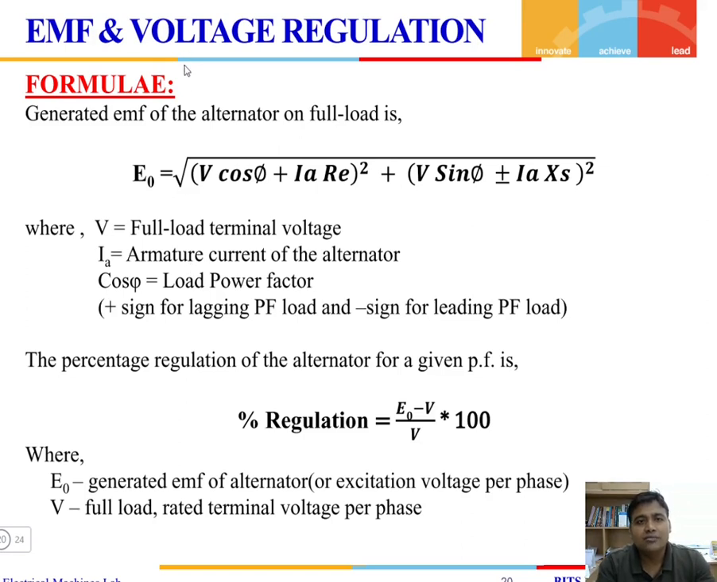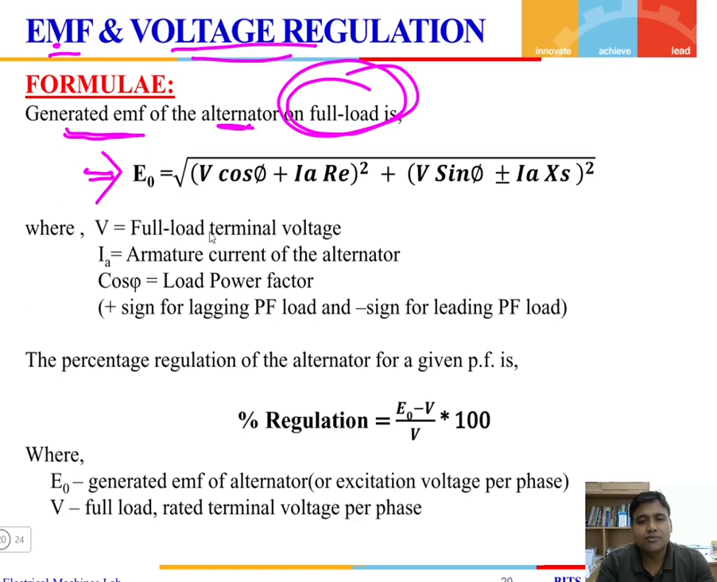So we can determine the EMF and the voltage regulation. The formula for the generated EMF on the alternator at full load condition: the load is full. The formula is E naught, that is the generated EMF, equals the square root of (V cos phi plus I_A R_A) squared plus (V sin phi plus I_A X_S) squared. Here V is the full load terminal voltage, I_A is the armature current of the alternator, and cos phi is the power factor, which depends upon the load.